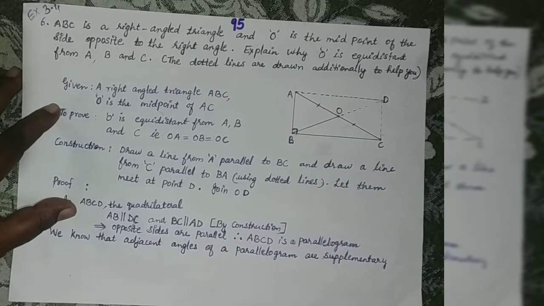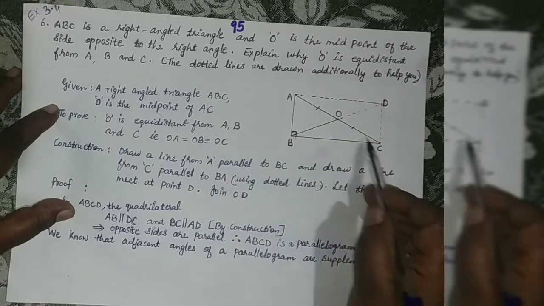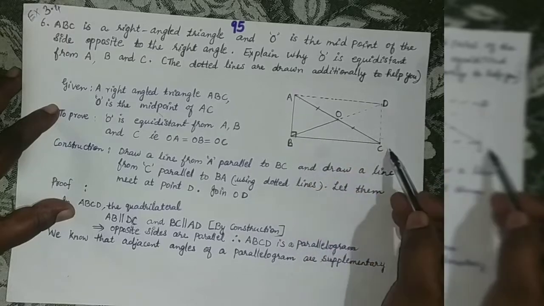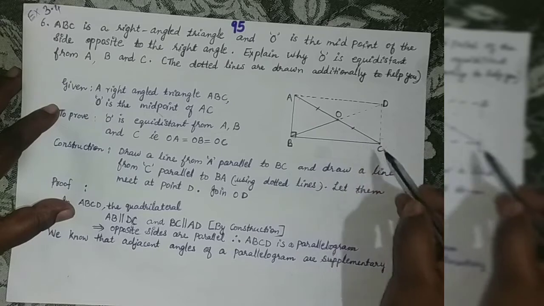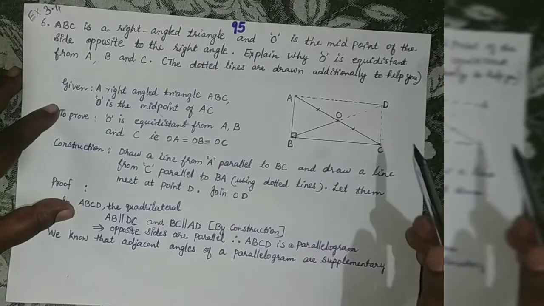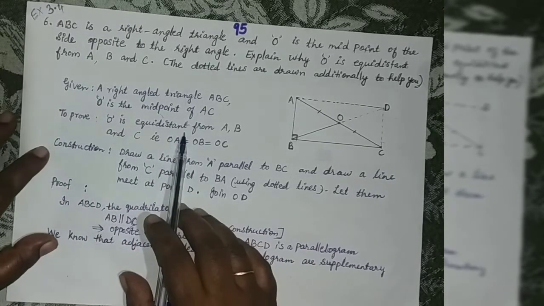That is our question. Why? O is equidistant. If they are equal, this half portion is equal. O is equidistant from A, B and C. That means the distance from O to B, O to A and O to C is the same only. Okay. That I have explained to you. Now let us see what is written here. Once again I am explaining.